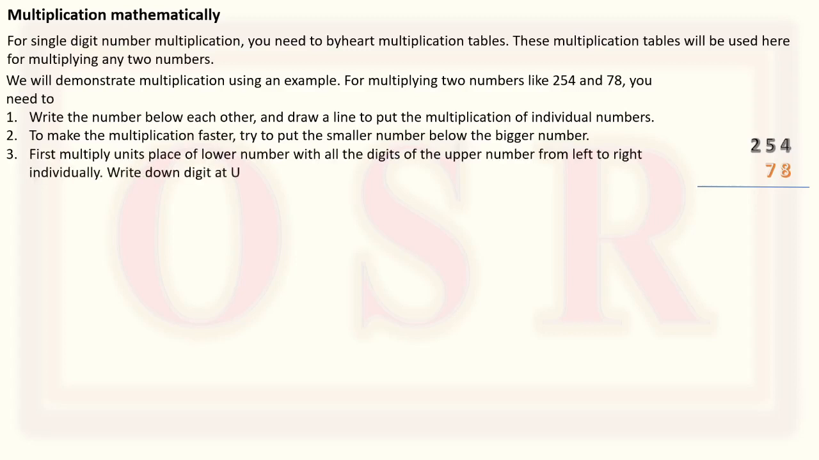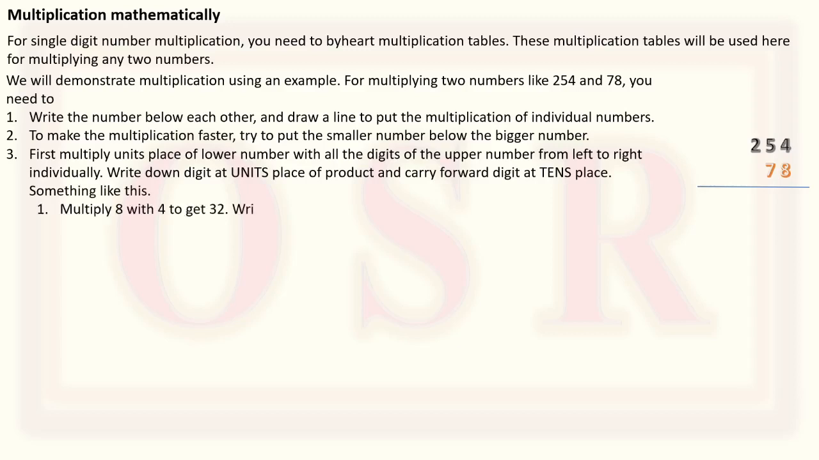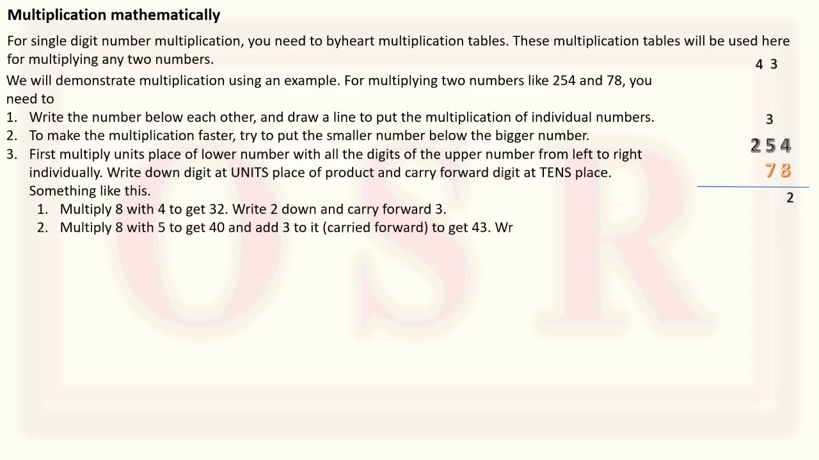individually. Write down digits at units place of product and carry forward digits at tens place. Something like this. So multiply 8 with 4 to get 32. Write 2 down and carry forward 3. Again multiply 8 with 5 to get 40 and add 3 to it, which was carried forward earlier, to get 43. Now write down 3 and carry forward 4.